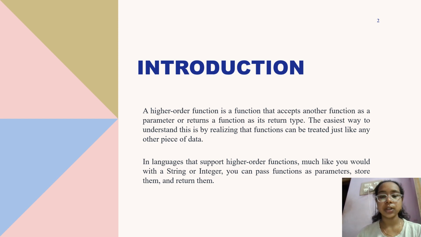Introduction. A higher order function is a function that accepts another function as a parameter or returns a function as its return type. The easiest way to understand this is by realizing that functions can be treated just like any other piece of data. In languages that support higher order functions, much like you would with a string or integer, you can pass functions as parameters, store them and return them. It is about introduction.